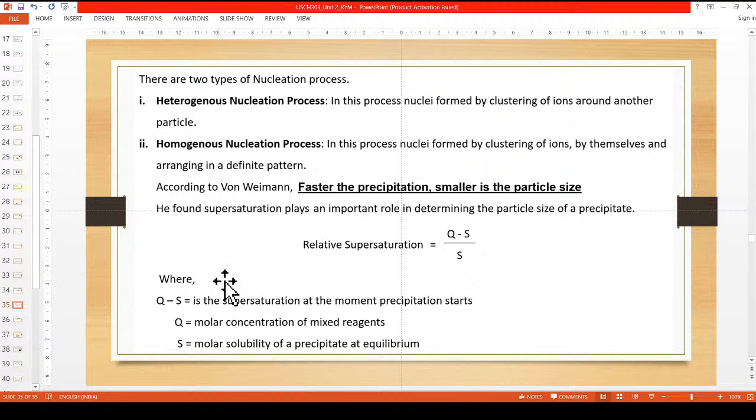according to this scientist von Weyman, he studied nucleation process, and what he observed that if you do precipitation process at very faster rate, then you will not get fine crystals out of your material. Okay, so faster the precipitation, smaller is particle size.